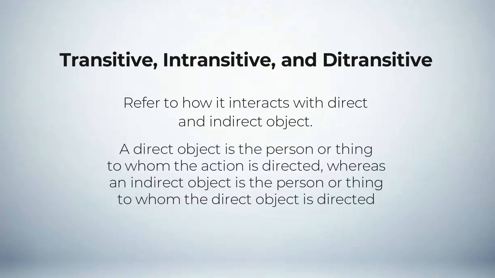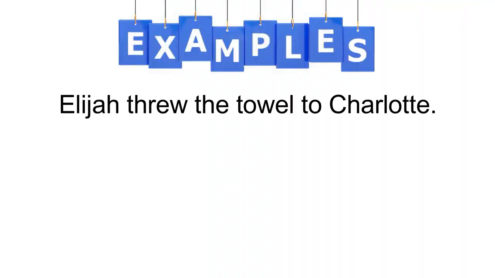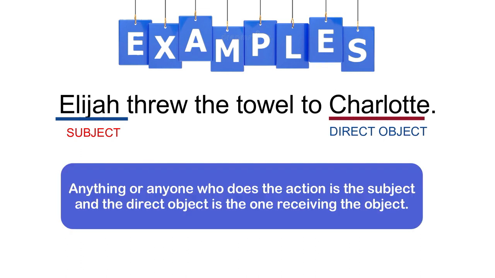A direct object is the person or thing to whom the action is directed, whereas an indirect object is the person or thing to whom the direct object is directed. Let us take a look at the example. Elijah threw the towel to Charlotte. In the example, Elijah is the subject and Charlotte is the direct object. Anything or anyone who does the action is the subject, and the direct object is the one receiving the object.